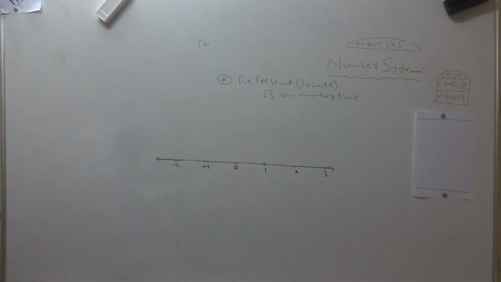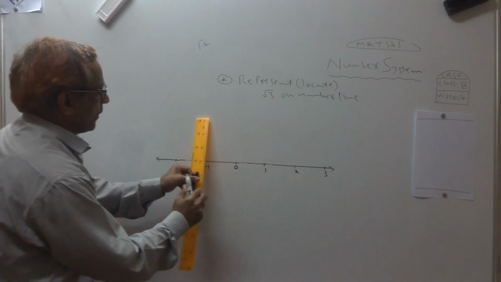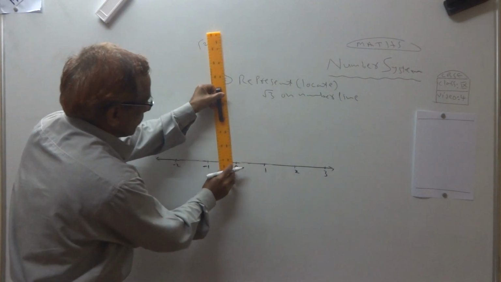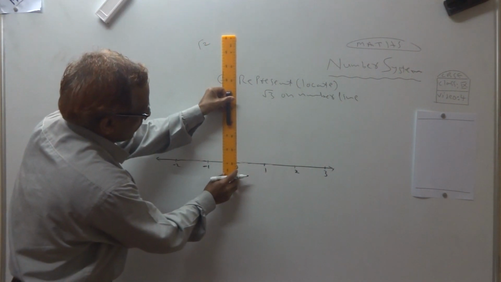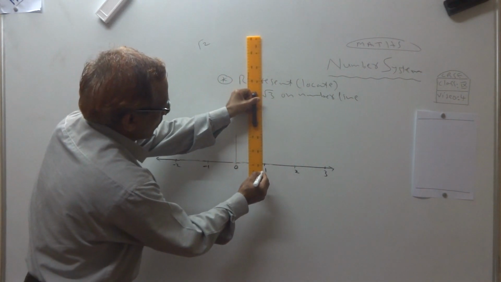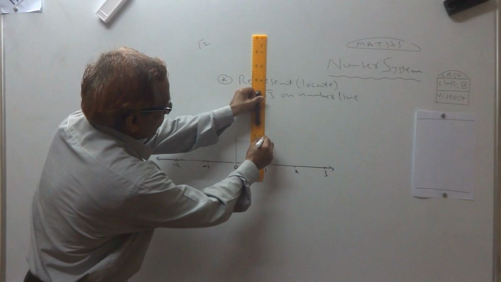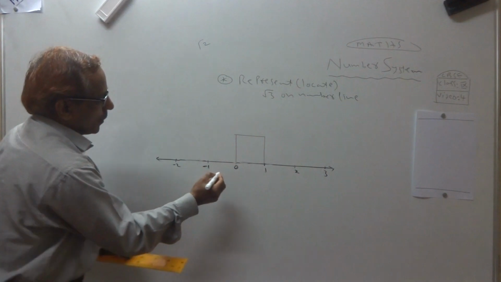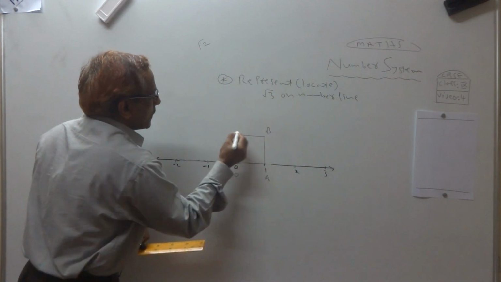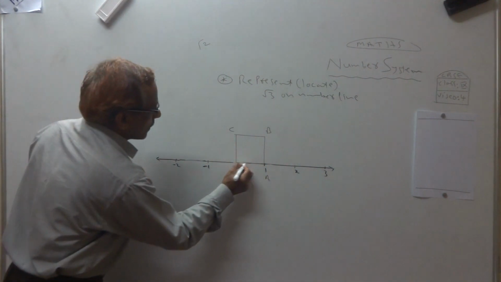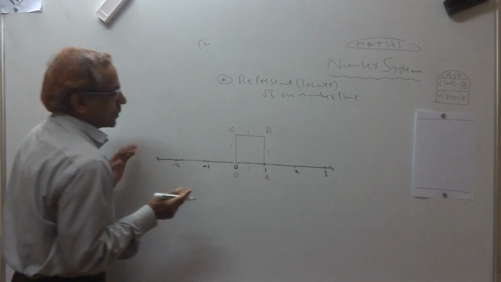After that, we make a square. Here we make one square. We have done this already last time. Here we make a square whose length is 1. OABC be a square of length 1. 1, 1, this also 1, this also 1.